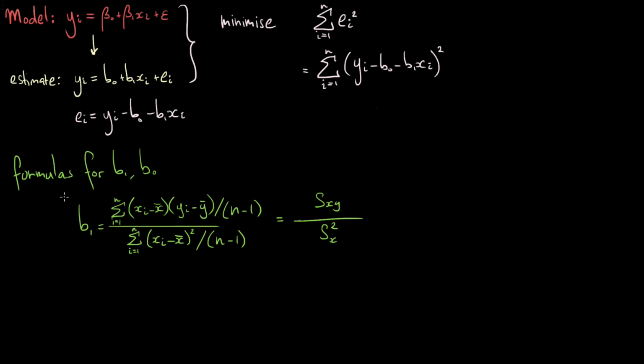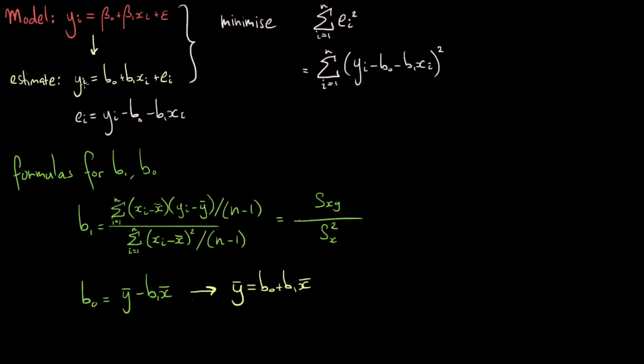Once we figure out what b1 is, it's rather easy to figure out what b0 is. Okay. And so b0 is going to be y bar minus b1 times x bar. Remember, y bar is the sample mean for y, x bar is the sample mean for x. Okay, and so let's assess why this is the case. We can rewrite this as y bar equals b0 plus b1 x bar.